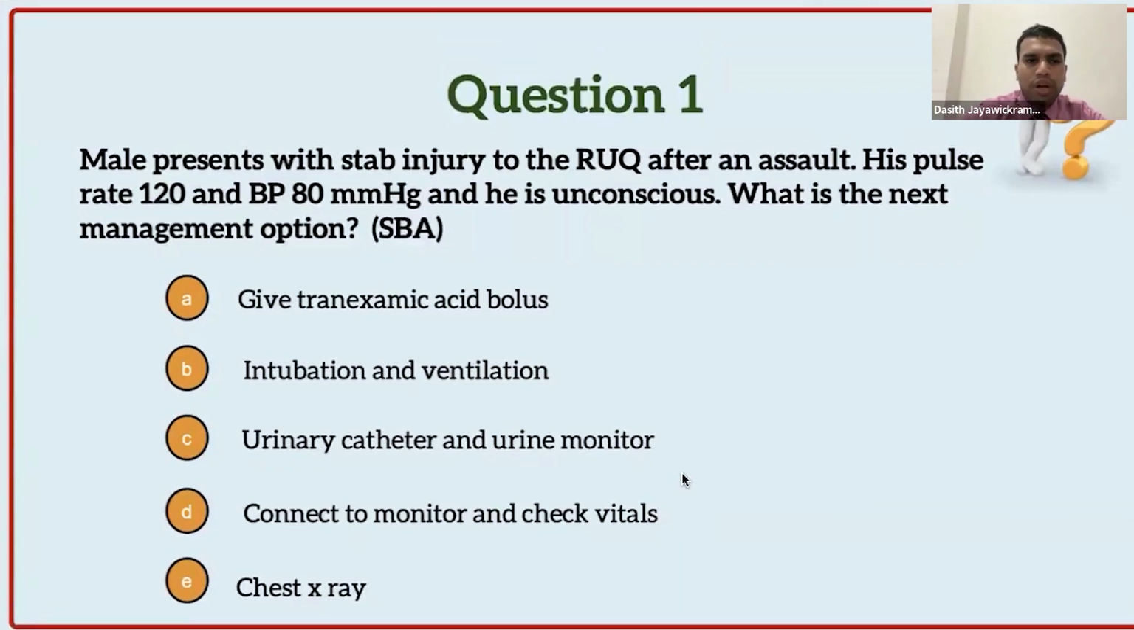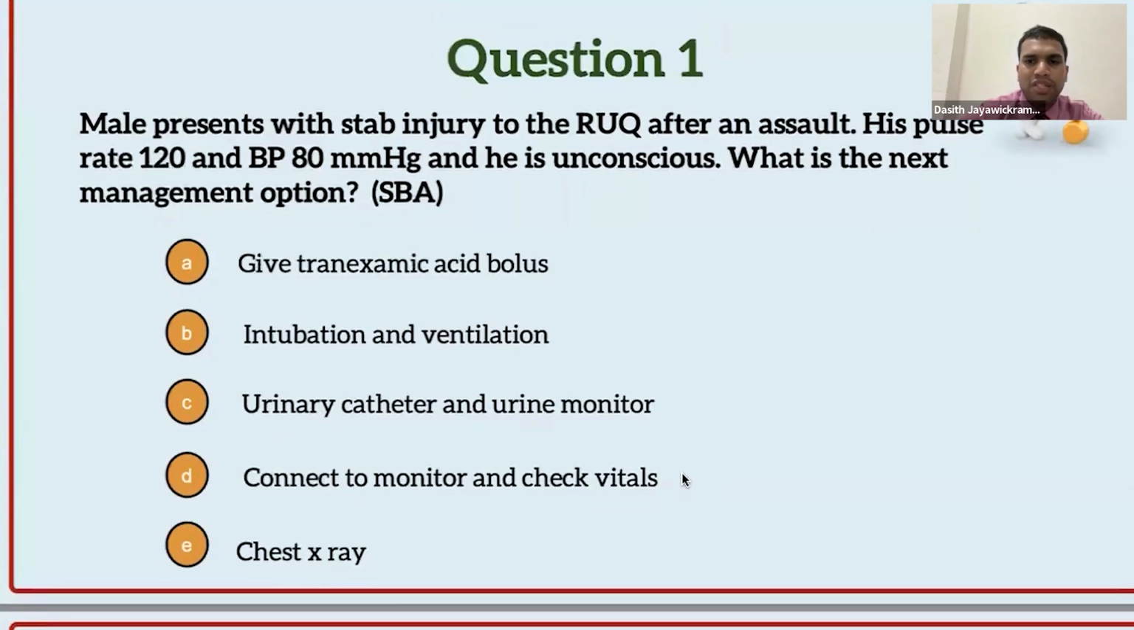So just have a look at this question. Male presents with a stab injury to the right upper quadrant after an assault. His pulse rate is 120 and blood pressure is 80 millimeters of mercury, and he is unconscious. What is the next management? So you have identified this is an SBA. What they ask is the next management. He is unconscious, pulse rate 120, BP 80.